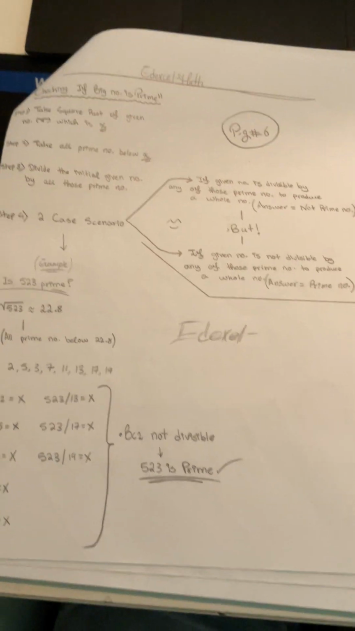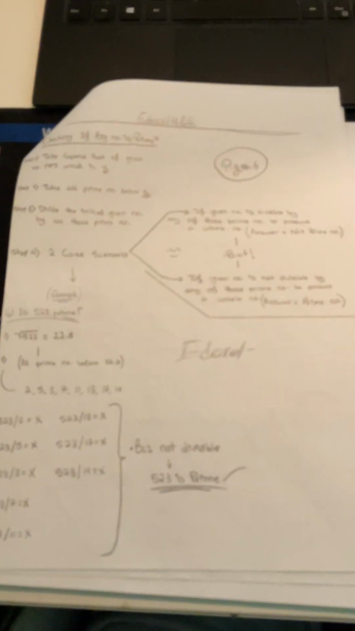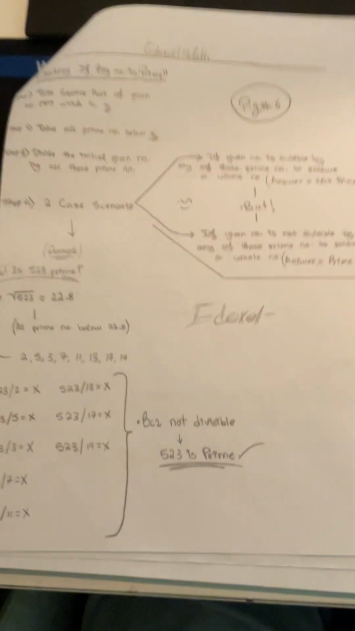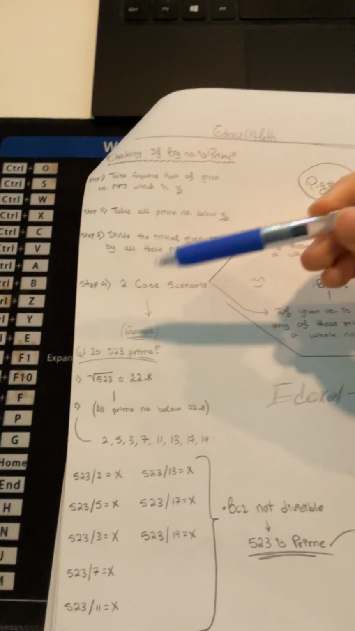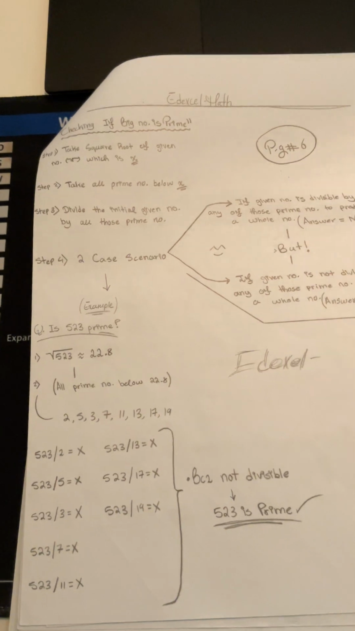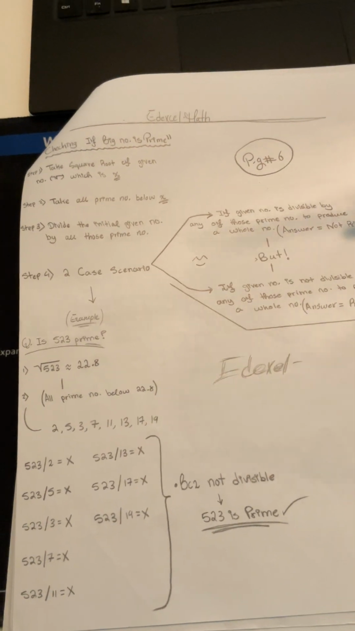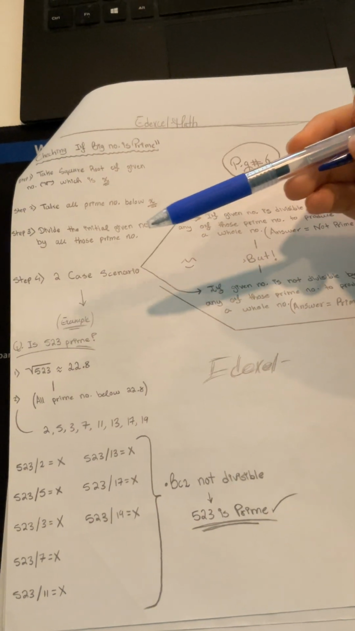Now, how do you calculate or see if a big number is prime? For example, is 523 a prime number? How do we calculate that? We'll have a look at these 4 steps.